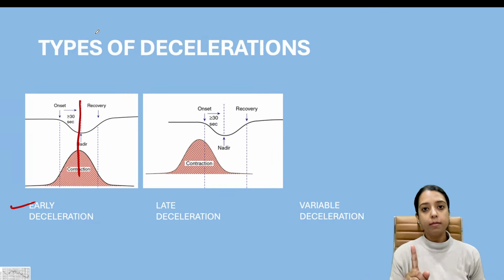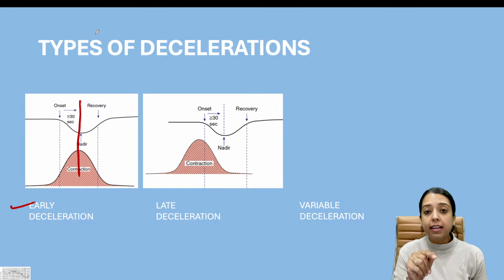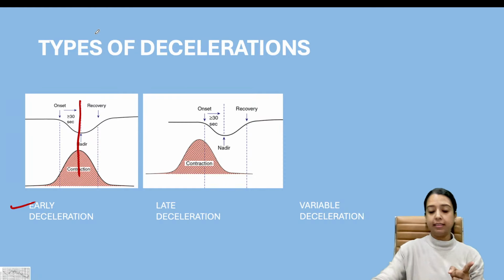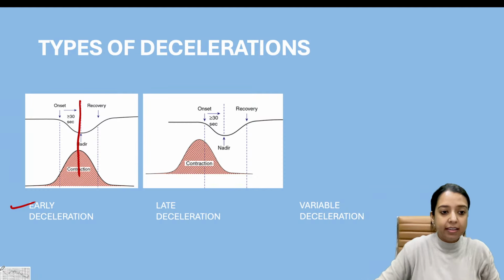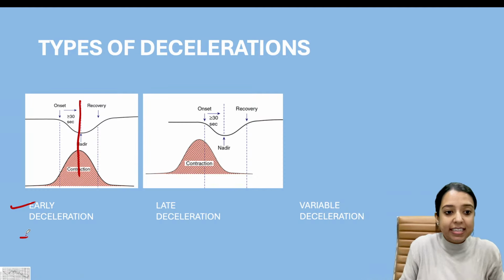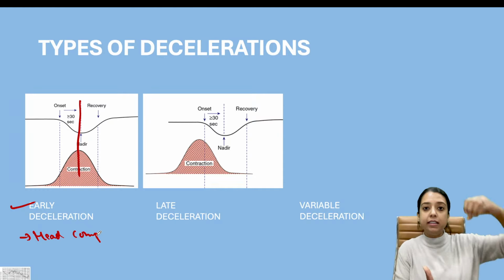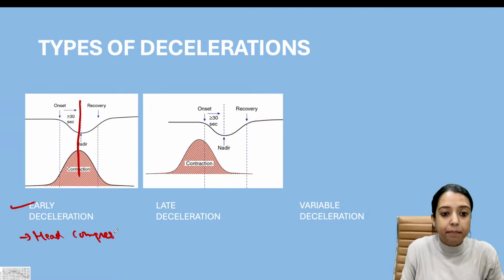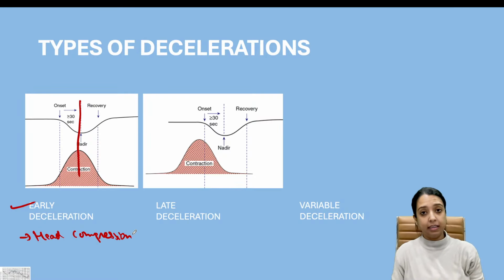Yes, so we were talking about decelerations. Whenever the CTG comes, match the peak of the contractions and the deceleration. If the peak is matching, that is early deceleration. Early deceleration as such is not very dangerous. It is seen due to fetal head compression, when in labor the baby's head is trying to go inside the pelvis.